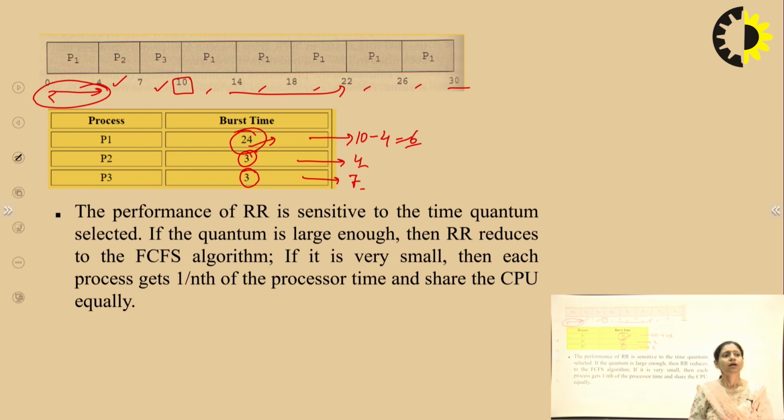Now, the performance of round robin is sensitive to the time quantum selected. If the time quantum is large enough, then round robin reduces to first come first serve, because every time a process enters, the time quantum is large enough for it to execute, so it becomes a first come first serve criteria. If it is very small, then each process gets 1/n of the processor time and shares the CPU equally.